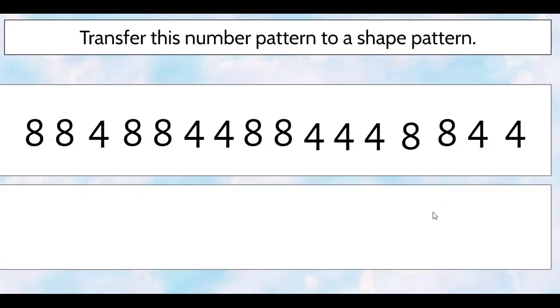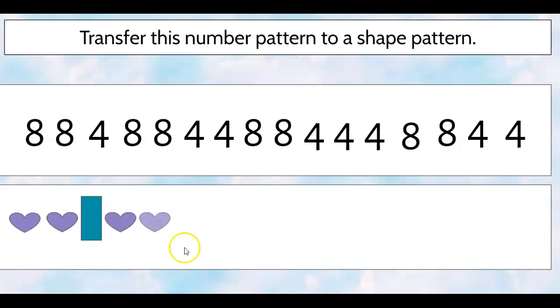Let's use shapes to transfer this pattern. So for 8, let's use hearts. Heart, heart. These are the same number, so we'll use the same shape. And let's use a rectangle for 4. So let's keep doing it.